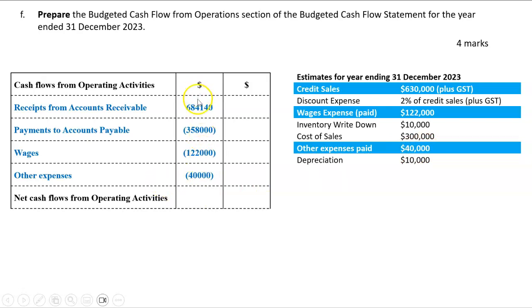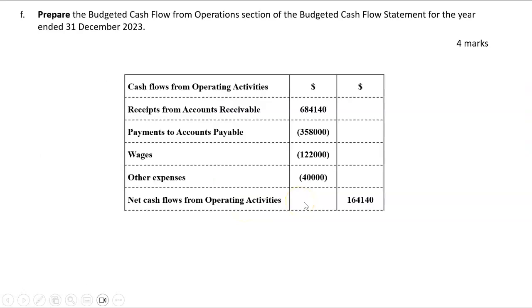I've used the first column for my numbers. Now I'm going to get my calculator and add these up. Don't forget to put in the net cash flow from operating activities, which is 164,140. So how did we allocate the 4 marks here?